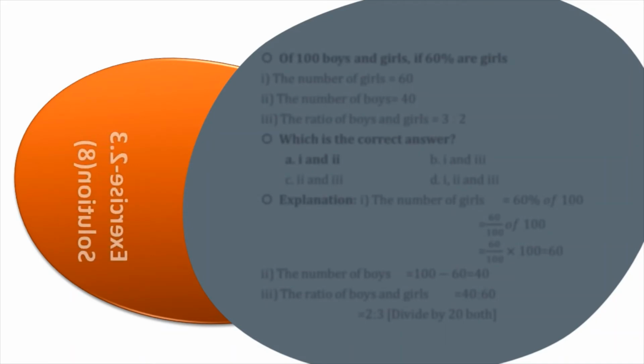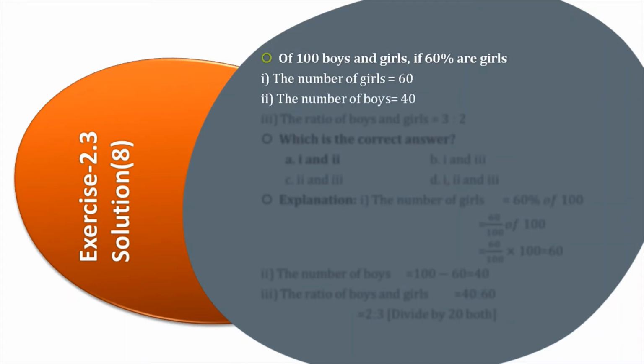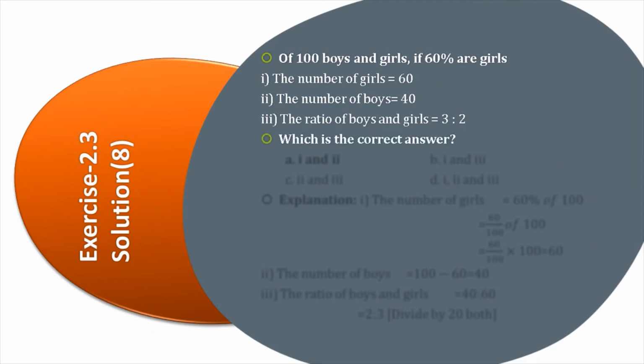Let us see the solution number 8. Of 100 boys and girls, if 60% are girls: 1, the number of girls is 60; 2, the number of boys equals 40; 3, the ratio of boys and girls equals 3:2. Which is the correct answer? Let us see the options. A: 1 and 2, B: 1 and 3, C: 2 and 3, D: 1, 2 and 3.